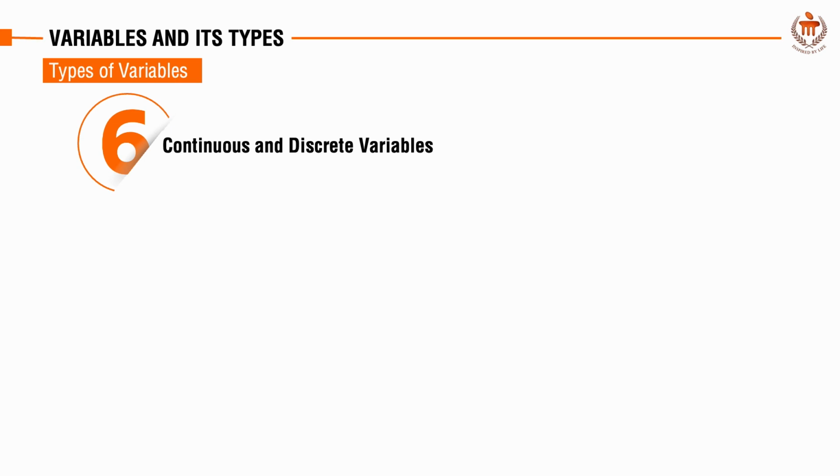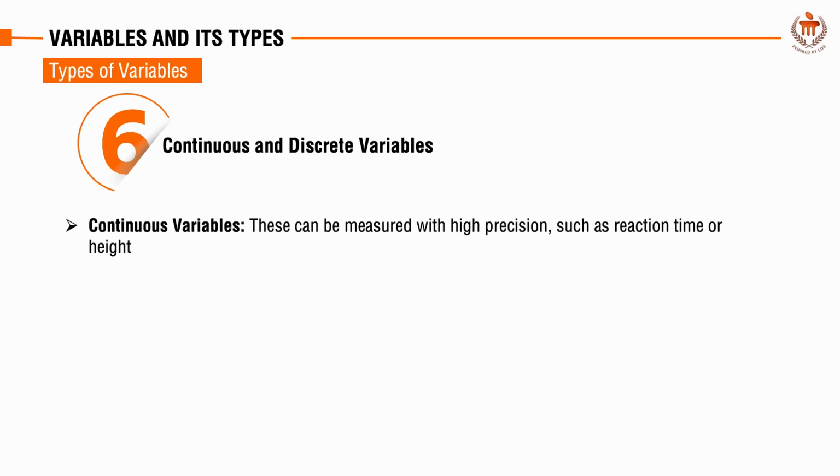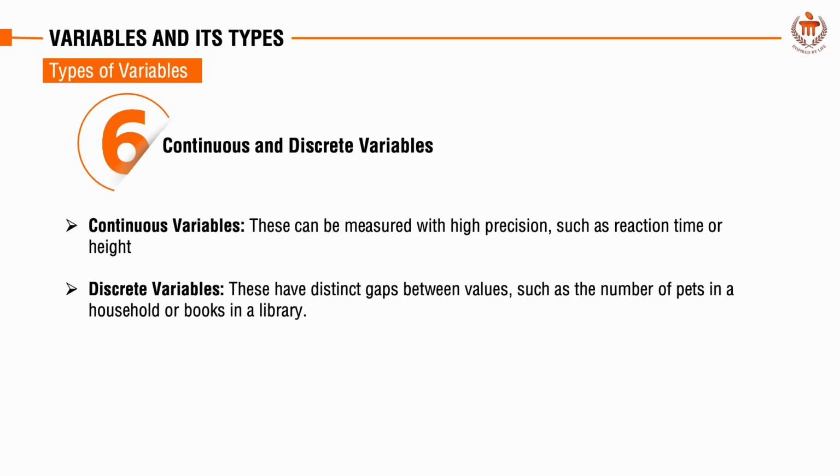Continuous and discrete variables are yet another category. Continuous variables: these can be measured with high precision, such as reaction time or height. For example, a person's age can be recorded in years, months, and days. Discrete variables: these have distinct gaps between values, such as the number of pets in a household or books in a library. Understanding these distinctions helps in designing robust research and accurately interpreting results.